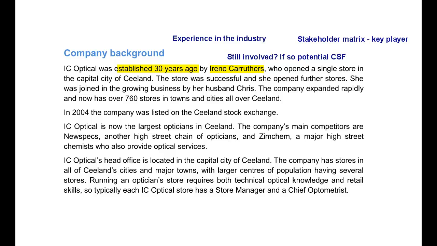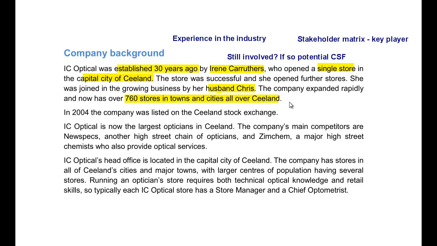And it had humble roots, starting with just a single store in the capital city of Zealand. But in the space of 30 years, they've grown to over 760 stores. And part of this growth is due to working with her husband, Chris. So potentially that's another key player in the stakeholder matrix here. We can also see that they have these stores all over the different towns and cities in Zealand. So there's good visibility of the brand, and also a lot of locations.